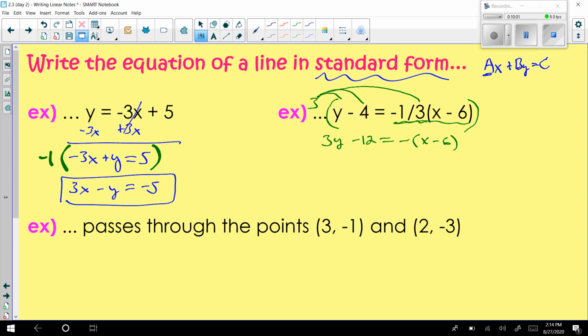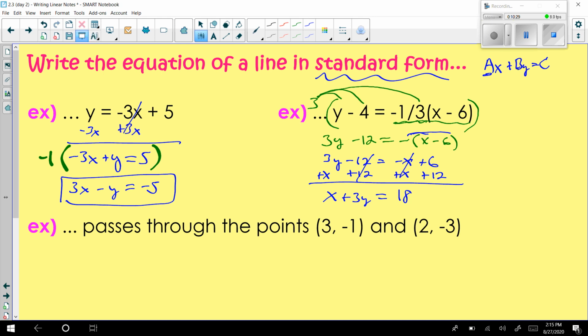All right, now what I can do is distribute that in, and I'm left with 3y minus 12 equals negative x plus 6. I'm going to move my constants to the right, so I'll move the 12 over by adding it. I'm going to move my x to the left, plus x. And that gives me x plus 3y equals 18. All right, the x and y are on the same side. There's no fractions, so we are done.